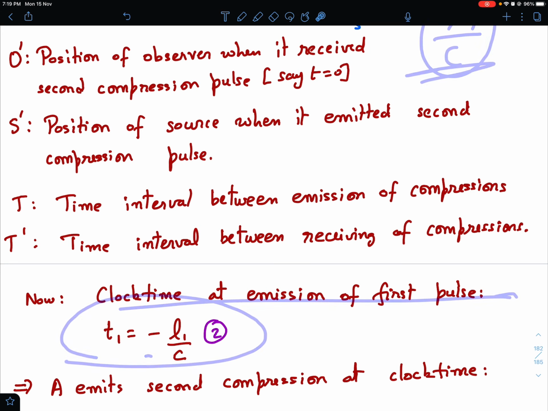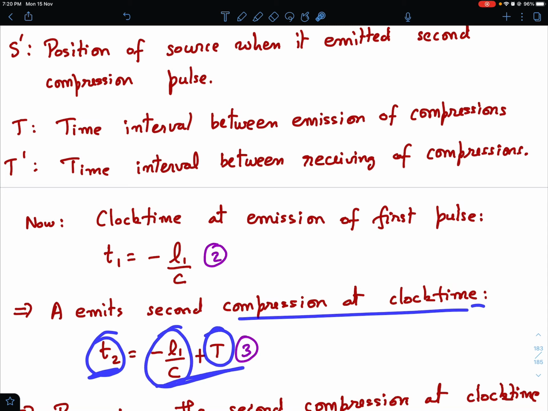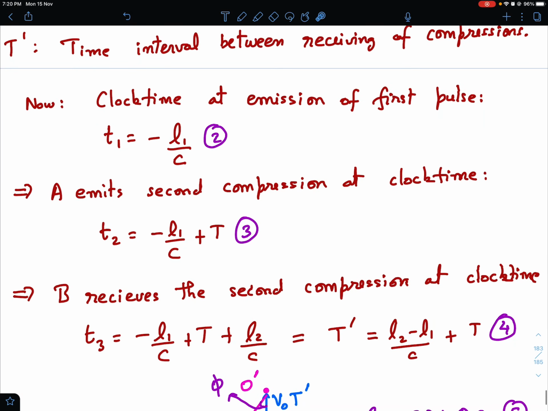So that's what I have written. C, the clock time at the emission of the first pulse, must be minus L1 by c. Now after how much time does A emit the second pulse? Since the time period between the two pulses is capital T, which is the reciprocal of the source frequency, T2, the time when it emitted the second compression, must be minus L1 by c plus capital T. Okay, capital T is the time period between the two emissions. So this is the clock time for the emission of the second compression pulse.